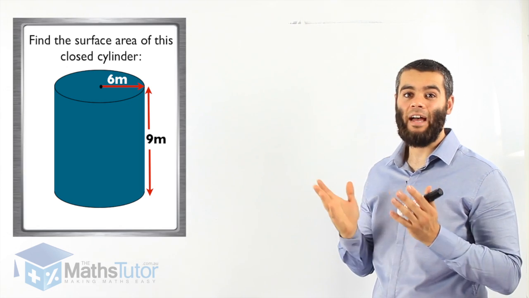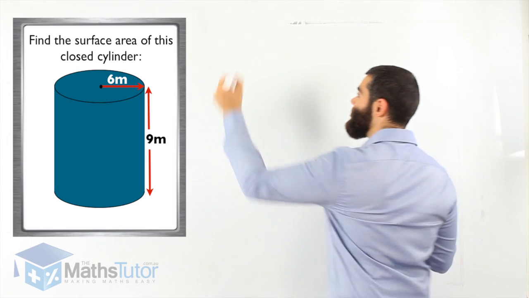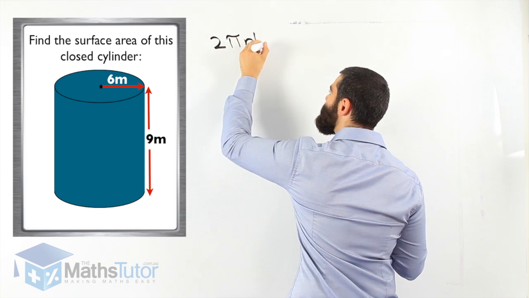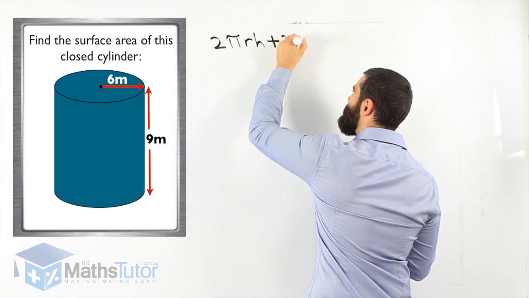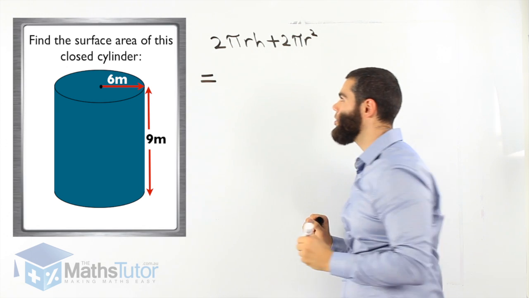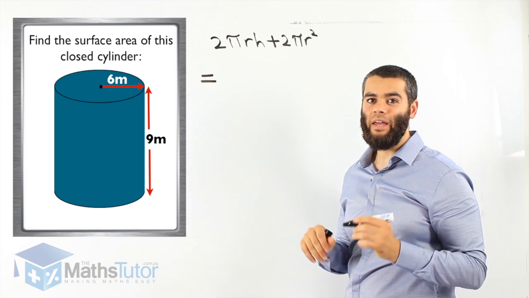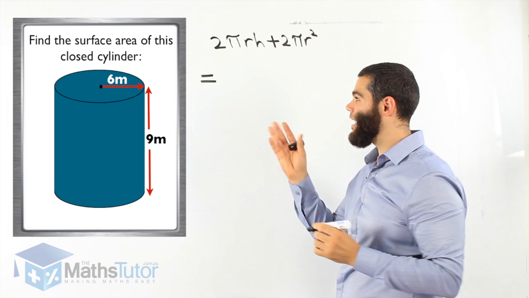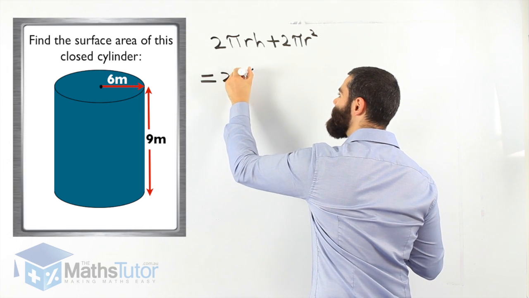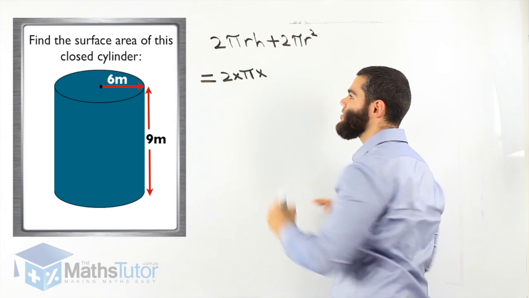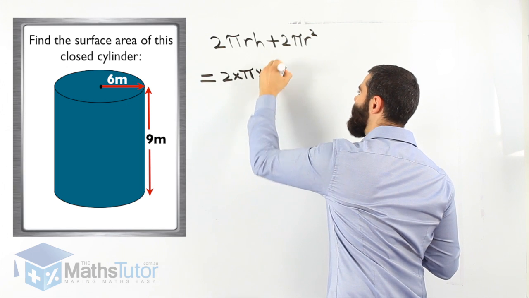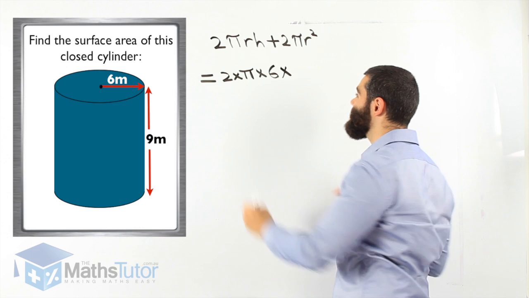We are going to use our formula. What's our formula? 2 pi rh plus 2 pi r squared. Now what are we going to do? We're going to substitute the radius and the height to work out the actual answer. 2 times pi times the radius. Now the radius is how much? It's 6 meters. And the height of the total cylinder is 9 meters.